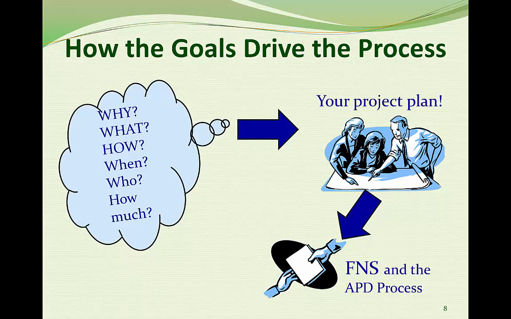I hope you can begin to see how determining your needs and setting your goals is what drives all of the planning. And the process of planning is exactly what you'll share with FNS to get approval and funding for your project. The process of documenting your plans and sharing them with FNS is called the Advanced Planning Document, or APD, process.